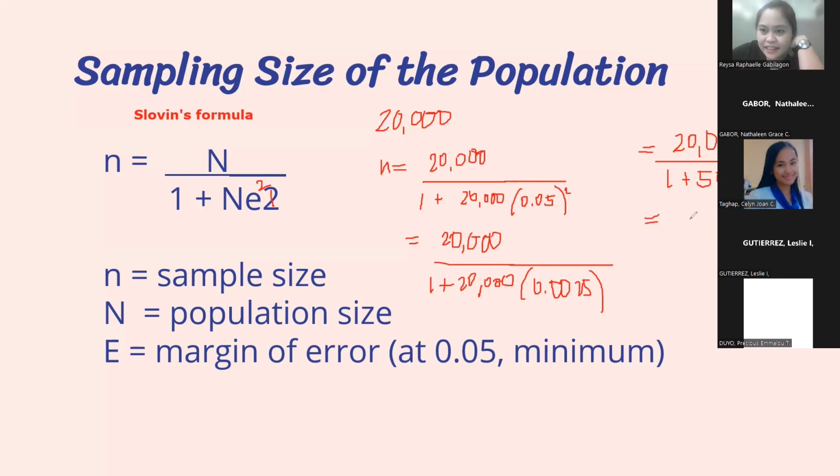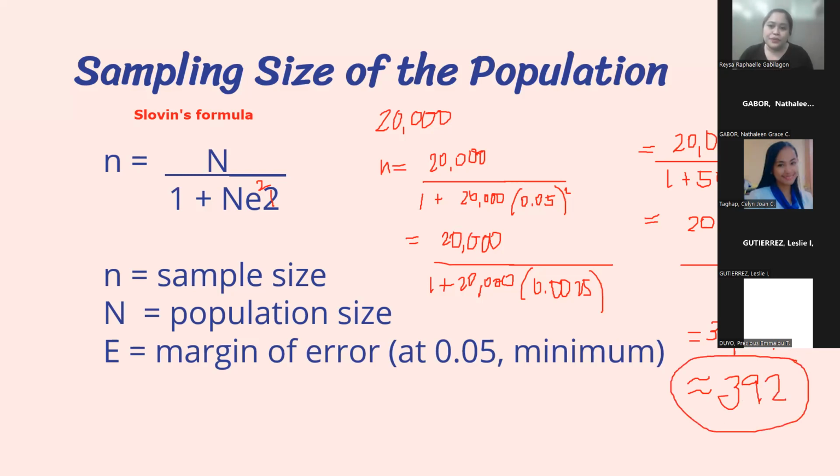And then 20,000 divided by 51. The answer is 392.16. However, class, you cannot survey 0.16 of a person, no? So we will be rounding this off to the nearest whole number. So this will just be 392. That's how you compute for your sample size.